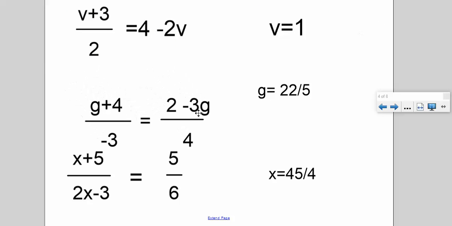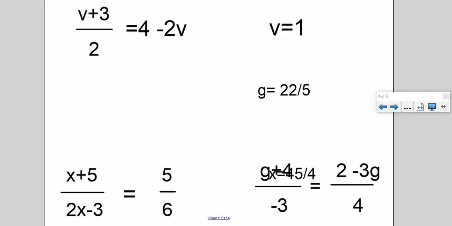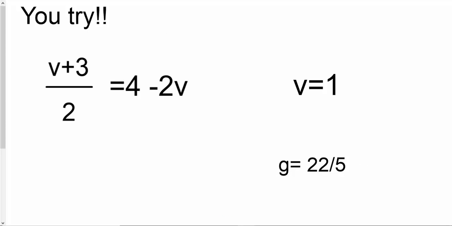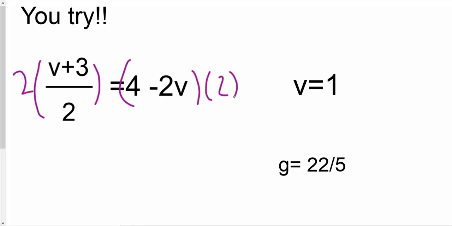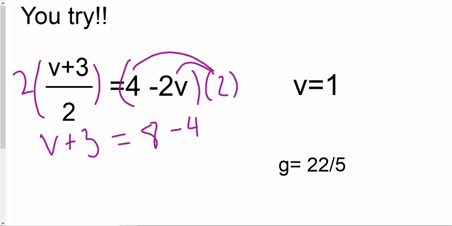For our first one, again, I'm going to move these so that way I have a little bit more space. Let's try to solve this one. Here we only have one divisor, so I'm going to multiply both sides by 2. The 2 over 2 reduces down to 1, so we have 1 times v plus 3. We're not really going to write that. And then we have 4 times 2, and then that 2 times negative 2, so that gets us a minus 4v.